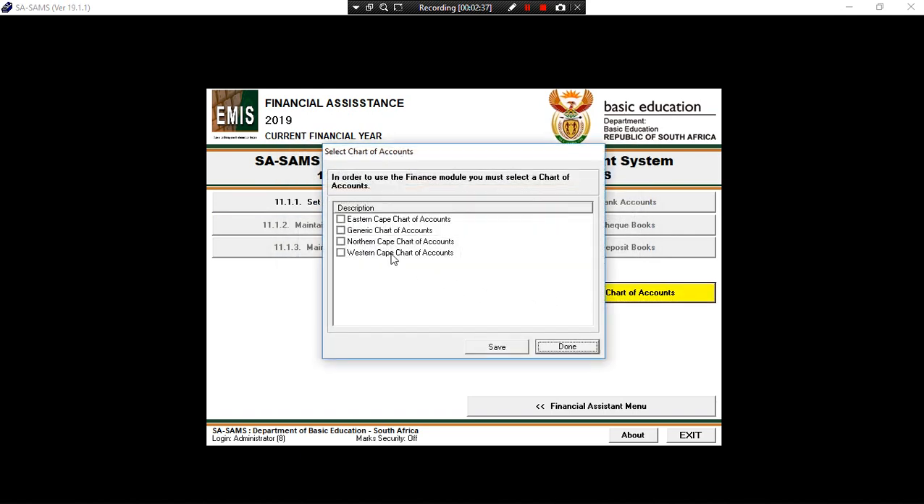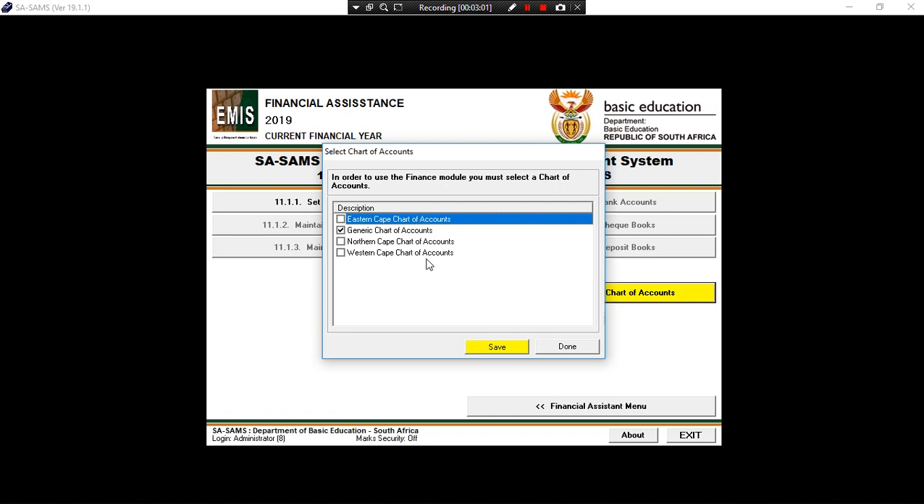Then you select your chart of accounts. Because we fall within Limpopo, we are using the generic charts. Eastern Cape, Northern Cape, and Western Cape do not have some of the aspects which you will be needing in chart of accounts, so you just use your generic charts of accounts.